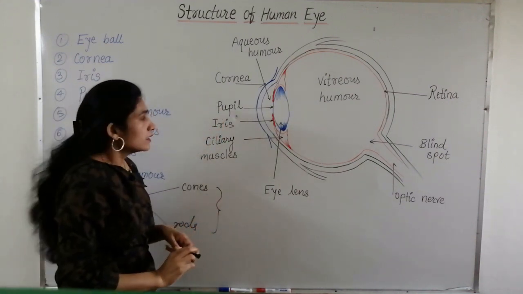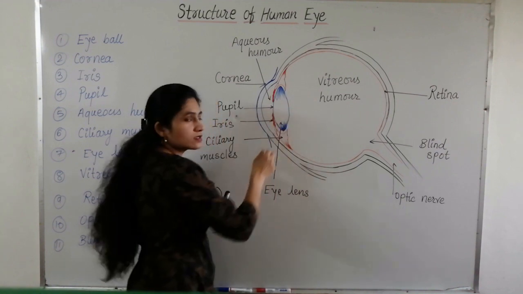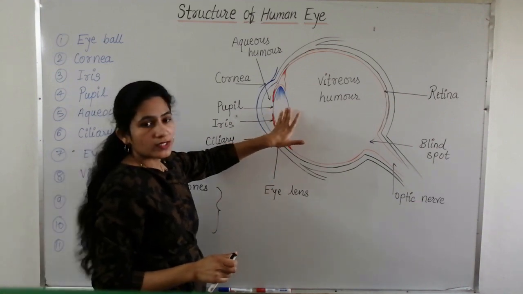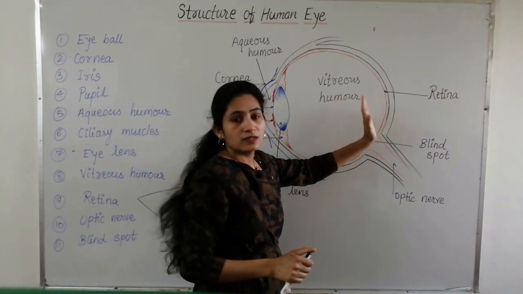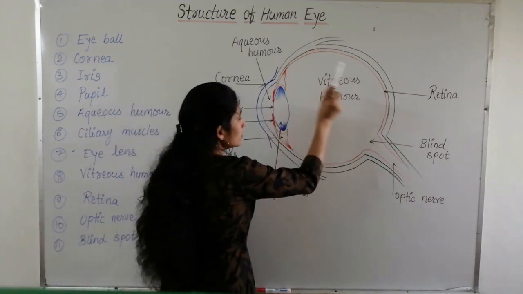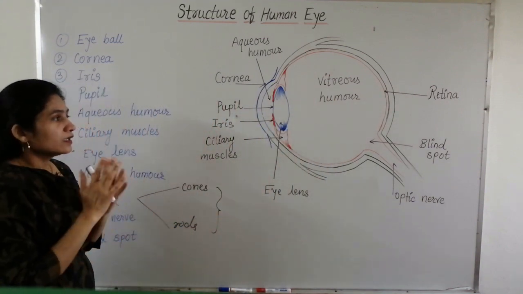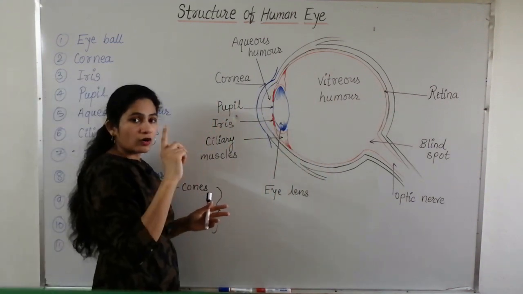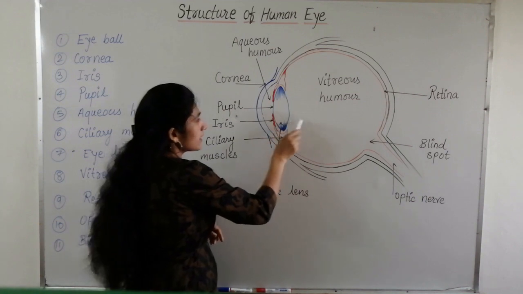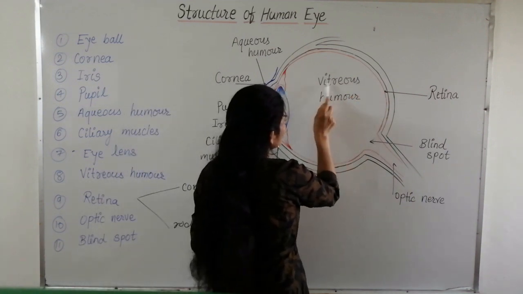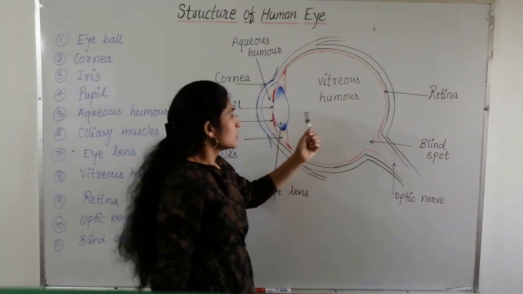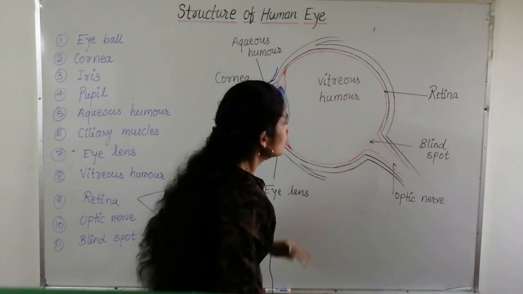Next is the eye lens. This eye lens is a converging lens, also known as a convex lens, which forms an image on the retina. But as it's a convex lens, the image formed on the retina is inverted and of small size. But when this image is perceived by the brain, it is interpreted as erect and of the correct size. The region between the lens and the retina is filled with a jelly-like substance called vitreous humor. It is a transparent substance through which light passes and falls on the retina.